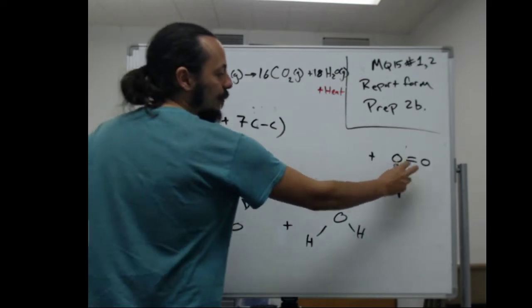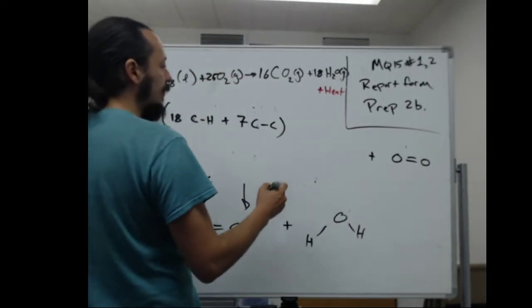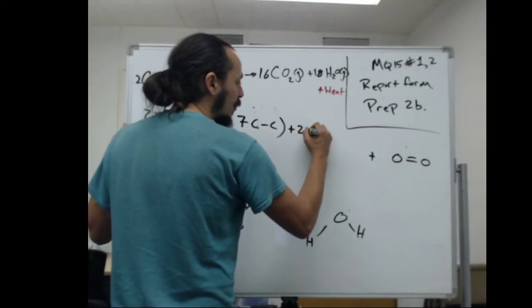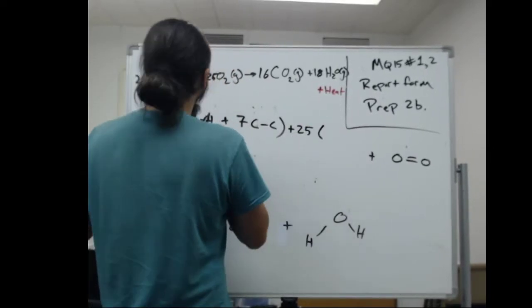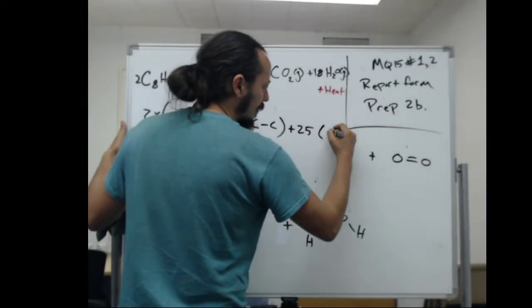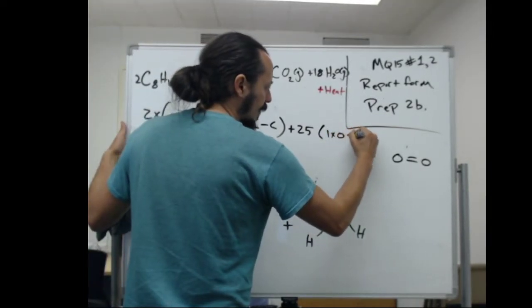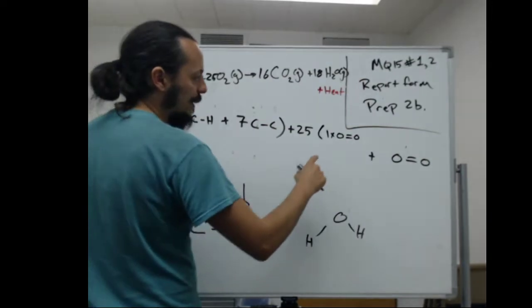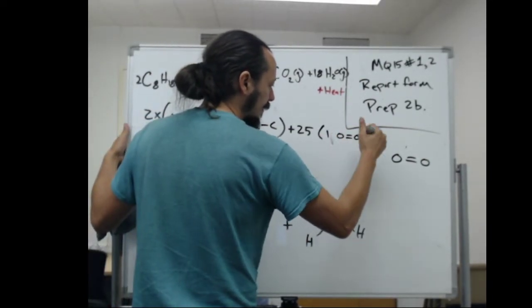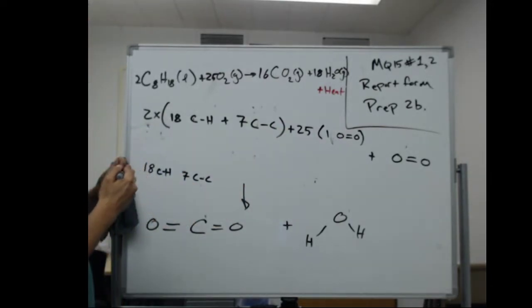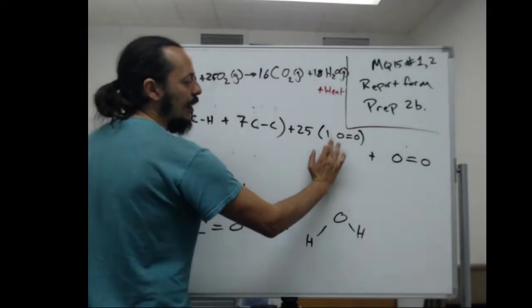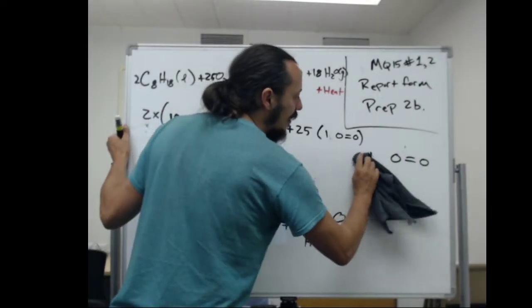The oxygen's a little bit easier. We've just got the oxygen-oxygen double bond, but we're going to have 25. Let's do this. Yeah, 25, that's fine. 25 oxygen-oxygen double bond. Right, so I'm keeping my balancing coefficients out front, and then I'm accounting for the number of bonds that make up the compound inside my parentheses.